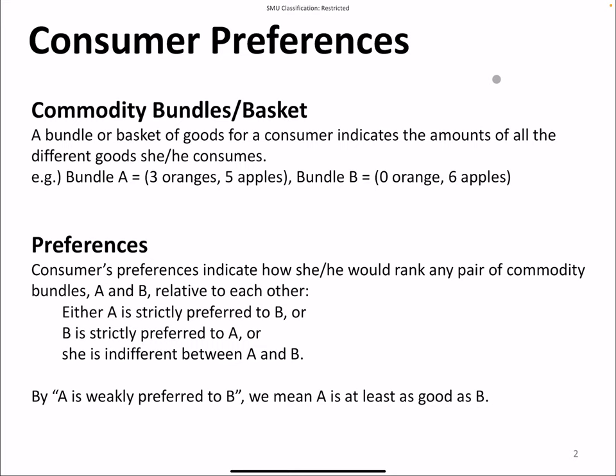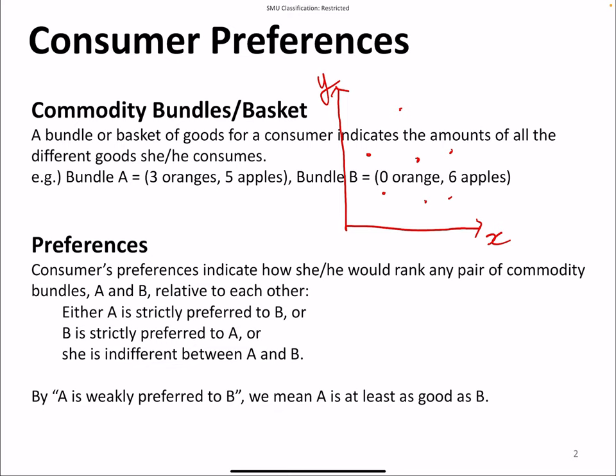So let's make it simple. Let's say you have only two goods. You can put any goods, like an orange and apple, or coffee and other food, whatever you want. So we are in this two-dimensional space. Let's say we have two goods, good X and good Y. Each point in this two-dimensional space represents your consumption basket: how many goods of good X you are consuming, how many goods of good Y you are consuming.